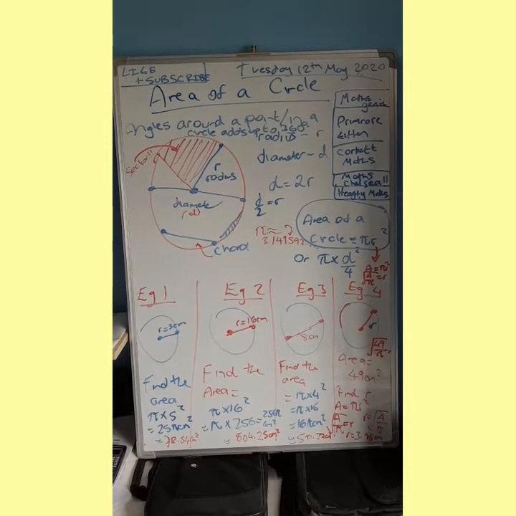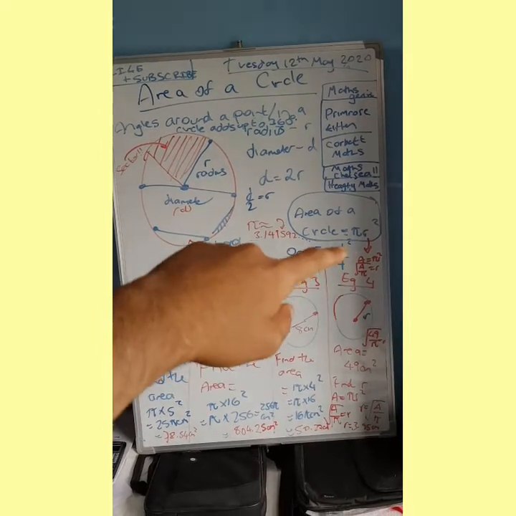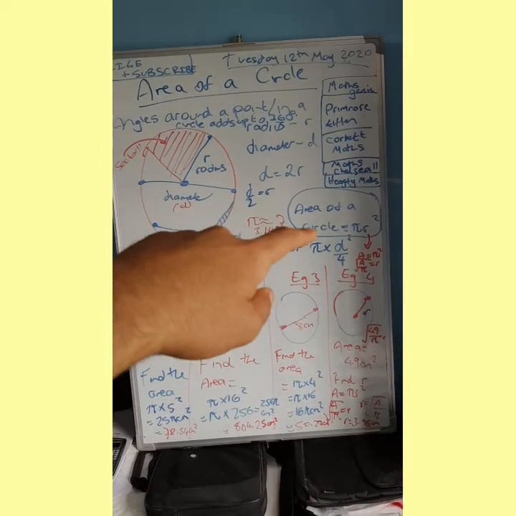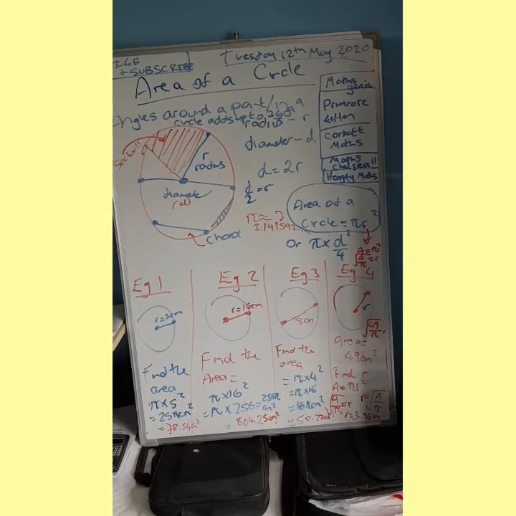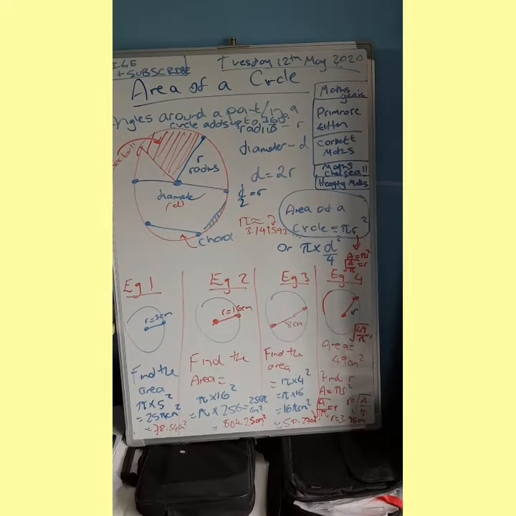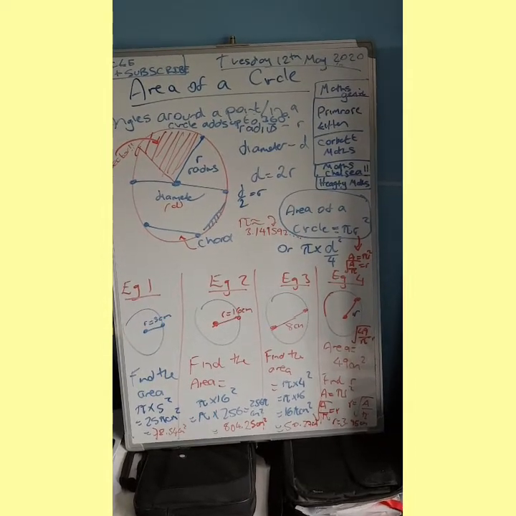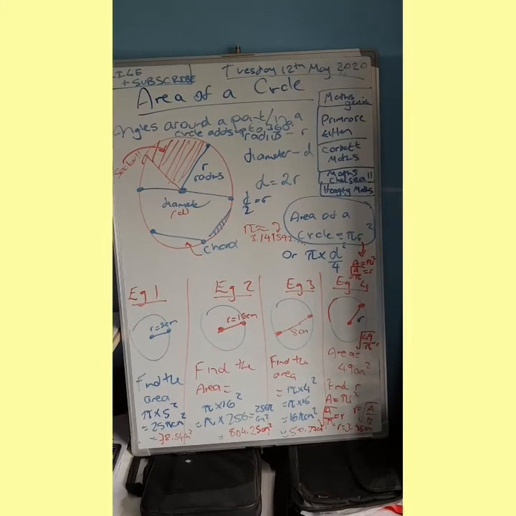Right, so the area of a circle, the formula is: area of a circle is equal to pi r squared. So pi, remember, is just a constant. Pi is an irrational number, roughly 3.141592, and so on, so it goes on forever. Okay, that's my circle, guys.